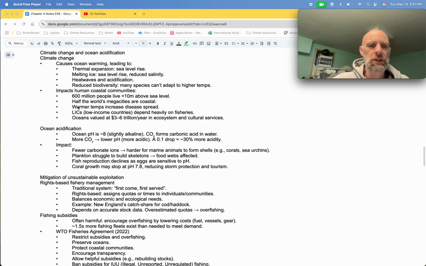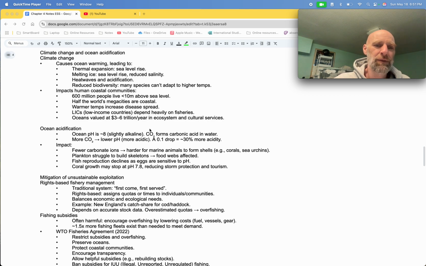Ocean acidification. The ocean pH is 8, slightly alkaline. Now what happens is that carbon dioxide forms carbonic acid in the water, or it comes down as acid rain and then washes off. And the more CO2 you have, the lower the pH is going to be. A 0.1 drop in pH is about 30% more acidity.